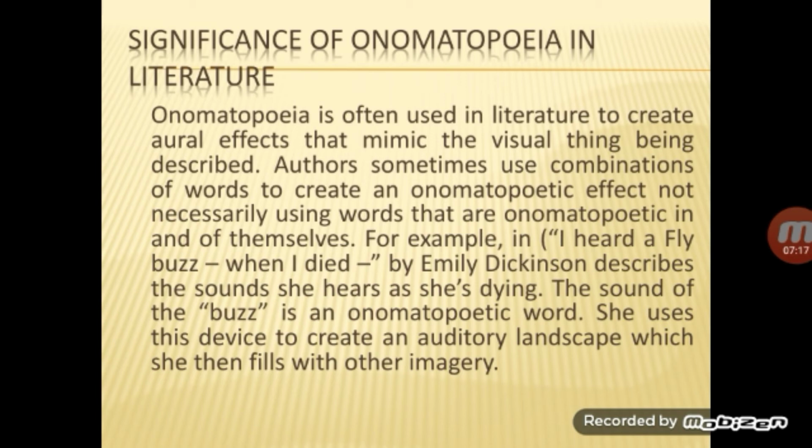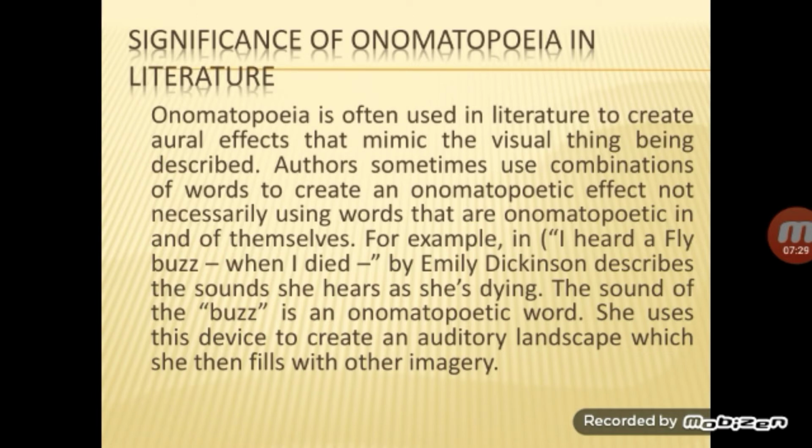Onomatopoeia is often used in literature to create aural effects that mimic the thing being described. Authors sometimes use combinations of words to create an onomatopoeic effect, not necessarily using words that are onomatopoeic in and of themselves. For example, in Samuel Taylor Coleridge's Rime of the Ancient Mariner, Coleridge uses the phrase "furrow followed free" to mimic the sound of the wake left behind a ship.